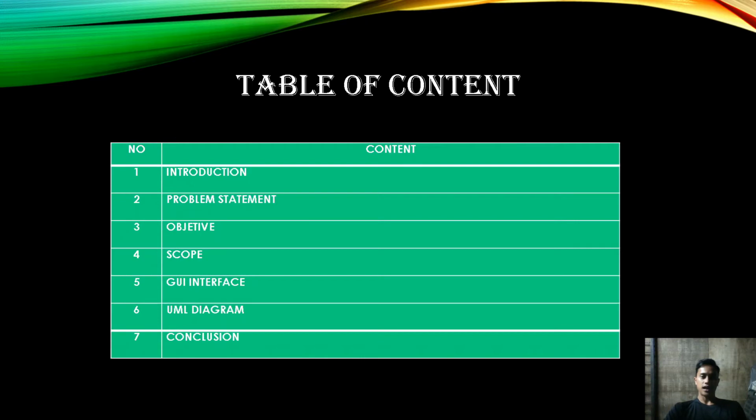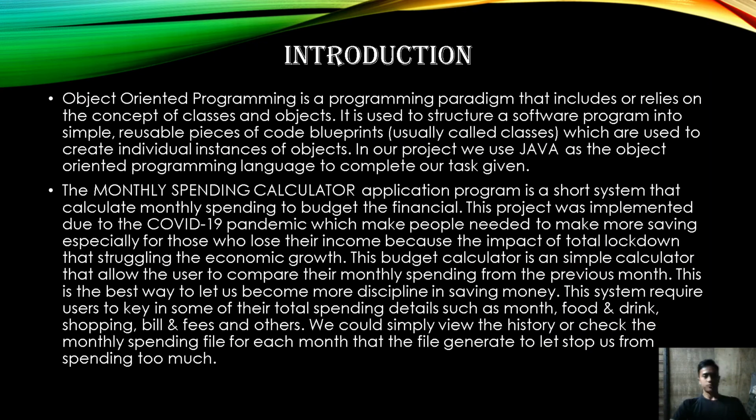After that, I would like to present about my table of content. First, we have introduction. Second, problem statement, objective, scope, GUI interface, UML diagram, and conclusion. Introduction. Object-oriented programming is a programming paradigm that relies on the concept of classes and objects. It is used to structure a software program into simple, reusable pieces of code blueprint, usually called classes, which are used to create individual instances of objects.